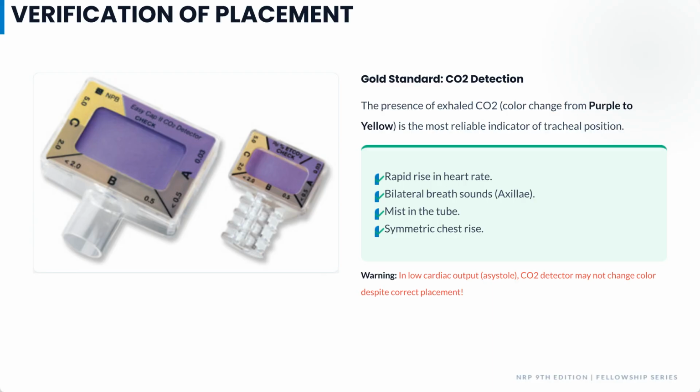The gold standard for placement verification is CO2 detection, indicated by a color change from purple to yellow. Other signs include a rapid rise in heart rate, bilateral breath sounds, mist in the tube, and symmetric chest rise. A warning: CO2 detectors may not change color with low cardiac output.